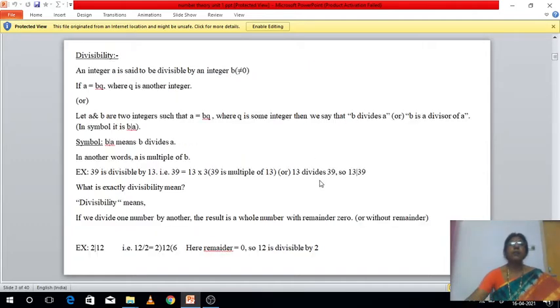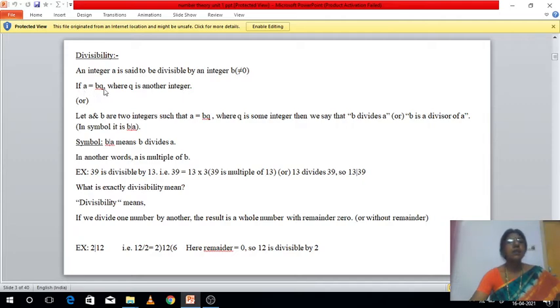well ordering principle. Now we see divisibility. Divisibility in number theory, division is very important. An integer a is said to be divisible by another integer b, with the condition that b is not equal to 0, if a is equal to b times q, where q is another integer. You learn only this statement now.